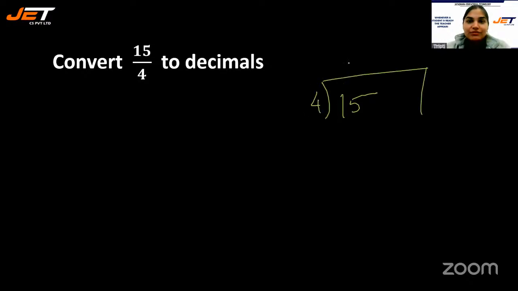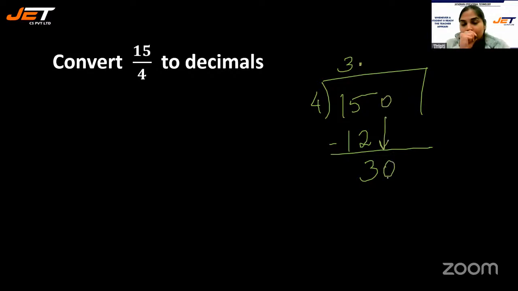So 4 times 3 is 12, right? 3 remainder, but I don't want the remainder as a whole number. I want the remainder as 0. So I'll put an extra 0 here, a decimal here, bringing down 0. Now, 4 times 6 is 24. 4 times 7 is 28.